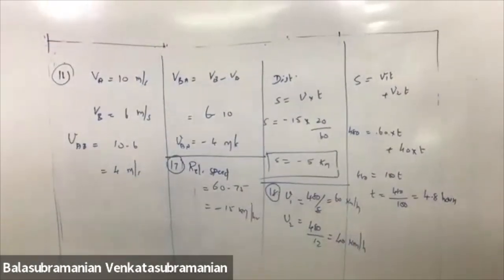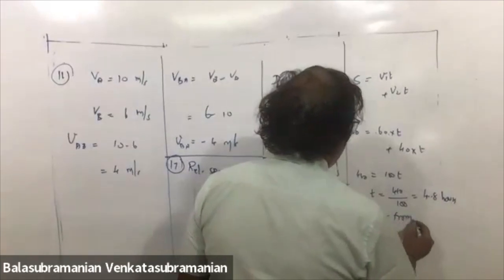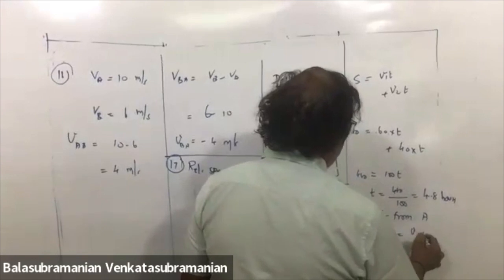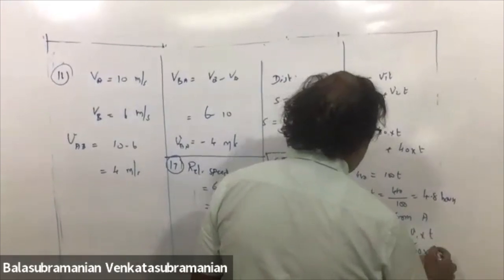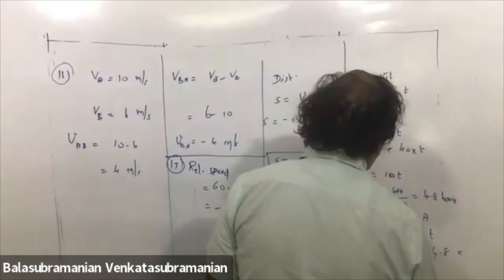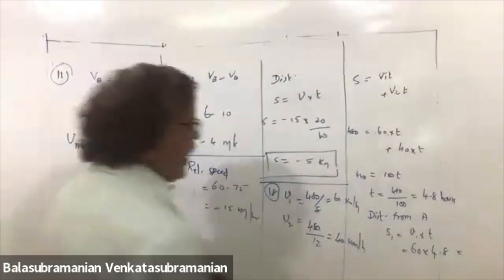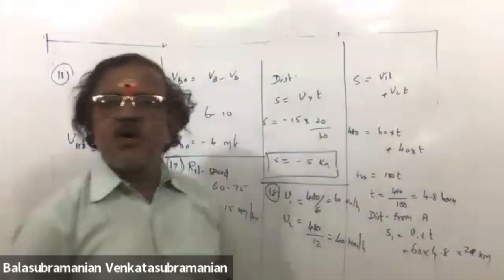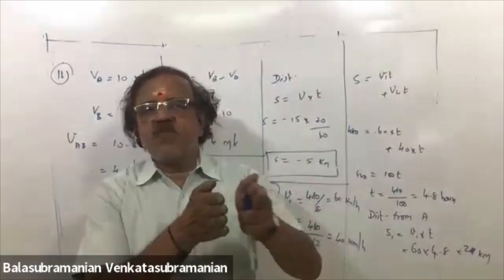So, distance from A will be velocity into time. What is velocity? 60 kilometer per hour. Time taken is 4.8 hours. 60 times 4.8, calculate, 288 kilometers. So at 288 kilometers, these two buses will meet each other.